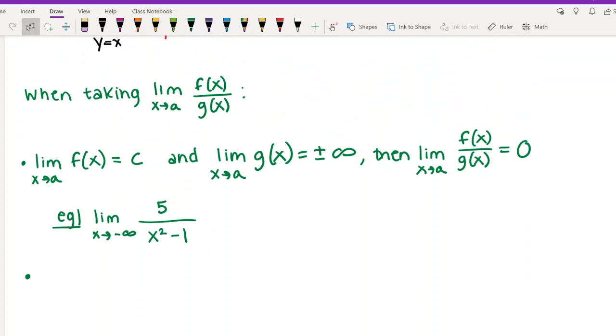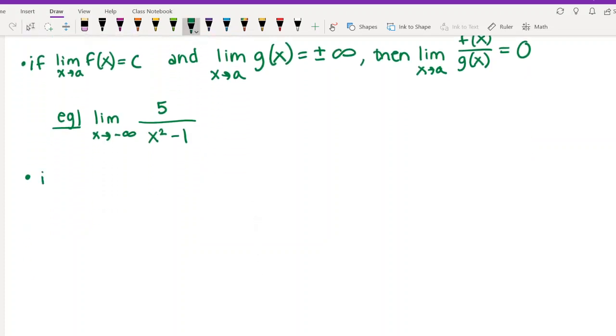So maybe I should have written the word "if" here. Let me just, sorry, this will take a second. I feel like I could squeeze it in there. So if the limit as x approaches a of f of x is equal to c.